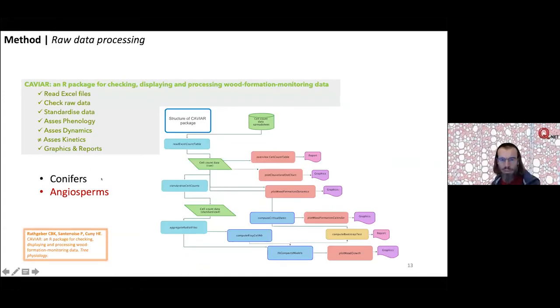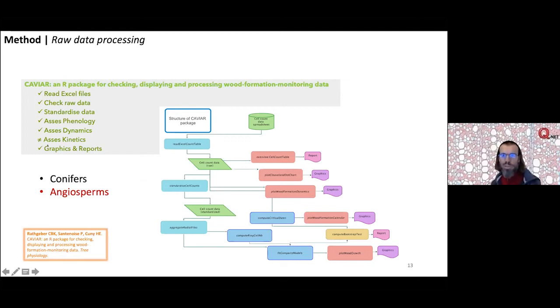Then I developed a package for R, which is called Caviar, to help to process raw data. The package was developed for conifers, but it could work also for angiosperms with certain conditions. And then it helped to process the data and prepare plots. And then we will see the different results.